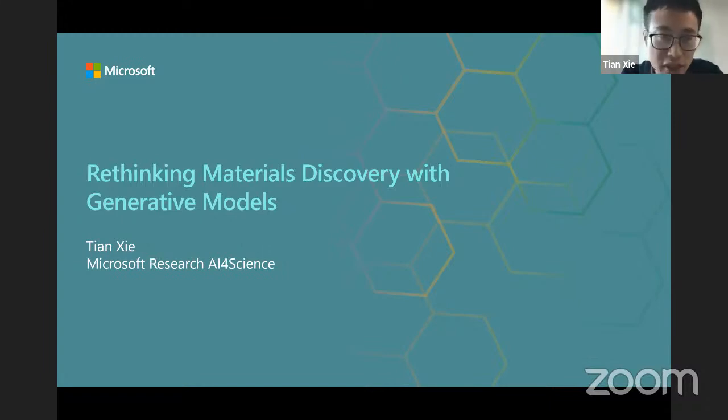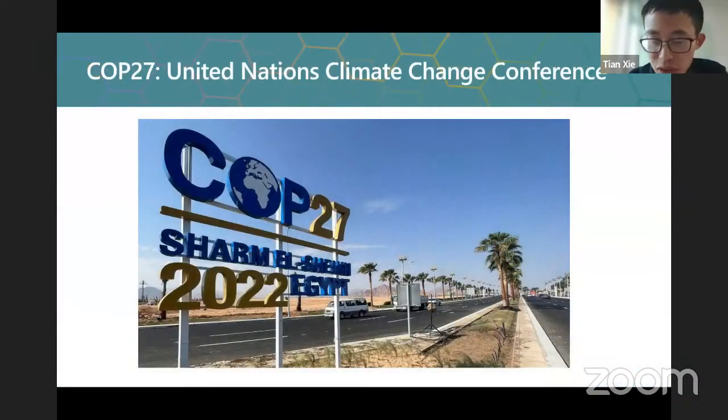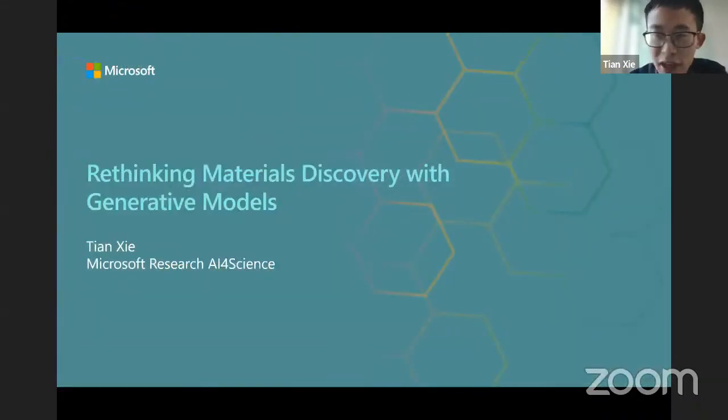Today I'm going to talk about rethinking material discovery with generative models. We really hope to think of generative models as a new way to do material design that could potentially enable some new opportunities that would be hard to do before. Feel free to interrupt if you have any questions in the middle, I always like to be a little bit more interactive, but if you have longer questions, you can maybe reserve that for the end.